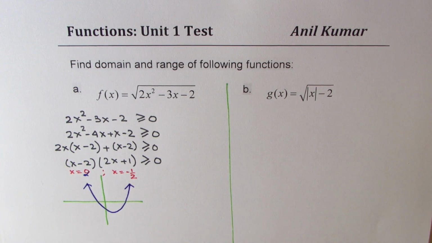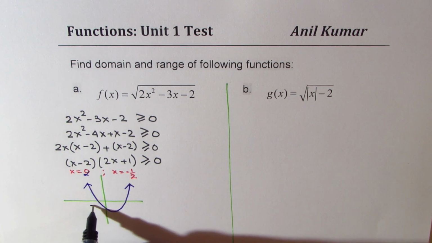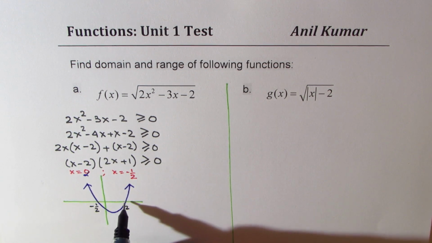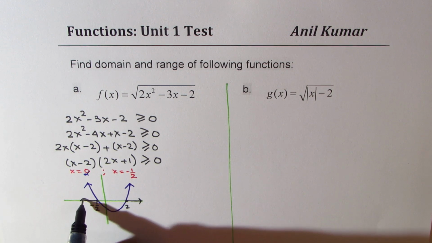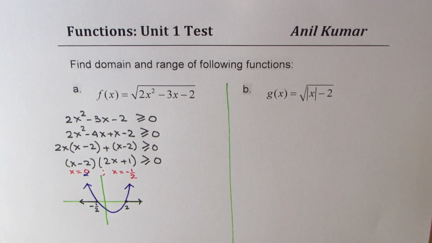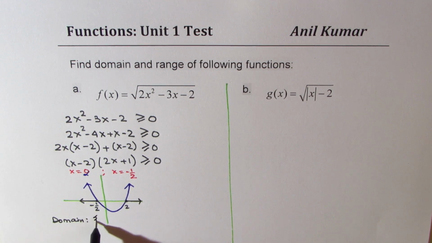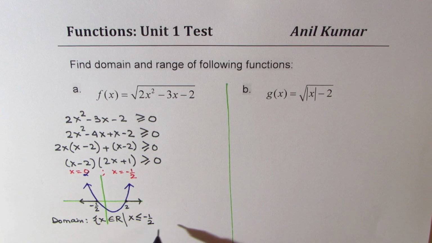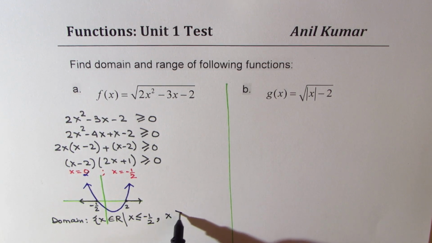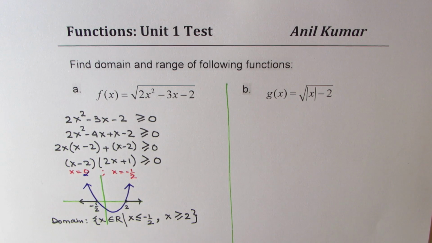Well, from here you can clearly see, this point is minus half and this is 2. The positive part is to the left side of minus half and right side of 2. So that becomes the domain of the function, right? So we can now write domain is x belongs to real numbers where x is less than or equal to minus half or x is greater than or equal to 2, right? So that becomes the domain.